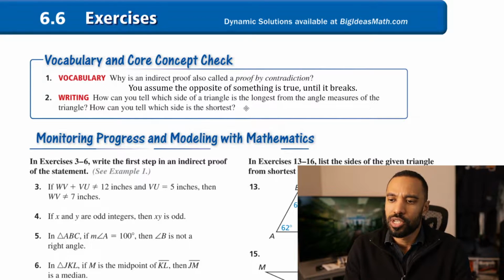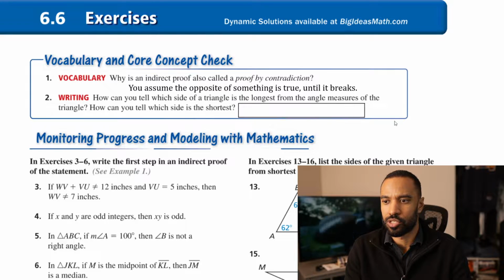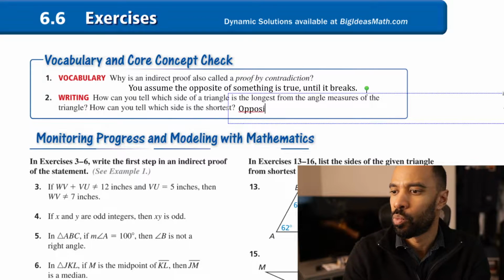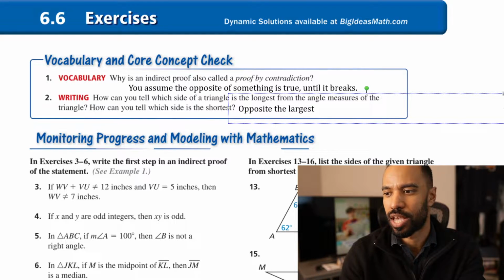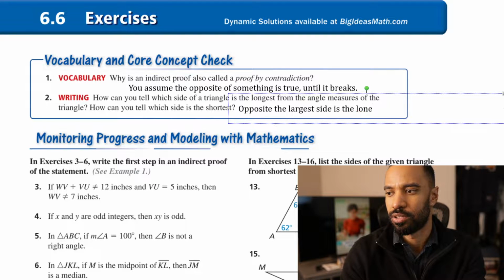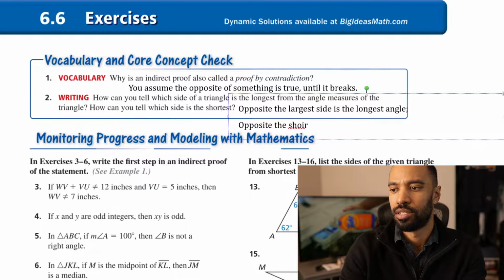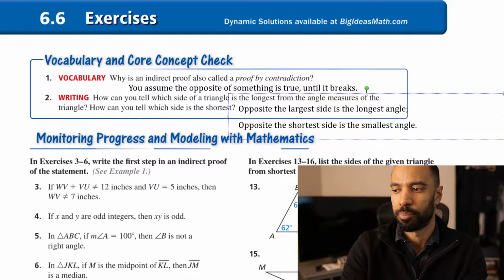All right, how can you tell which side of a triangle is the longest from the angle measures of the triangle? How can you tell which side is the shortest? So I kind of said this one a few times here. We're going to say opposite the longest side. Opposite the longest side is the largest angle. And then opposite the shortest side is the smallest angle. Point blank, end of story. That's it.